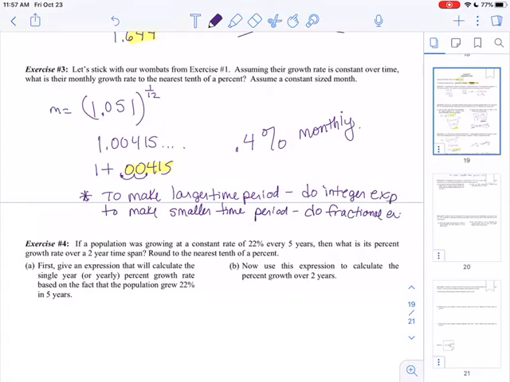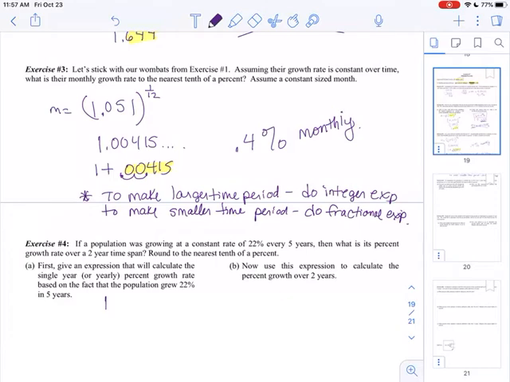The next problem is a little bit trickier because I'm giving you a 5-year rate and I want a 2-year rate. So basically I'm going to take that 5-year rate and find out a yearly rate, and then I'm just going to do a 2-year rate. All right. So population was growing at a constant rate of 22% every 5 years. What is the percent growth rate over a 2-year span?